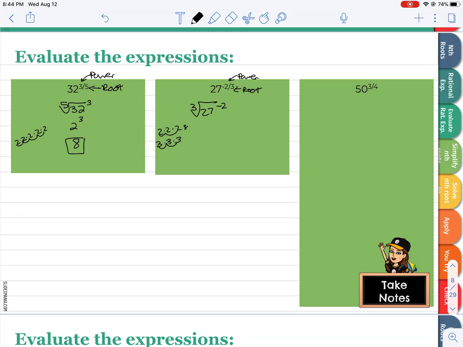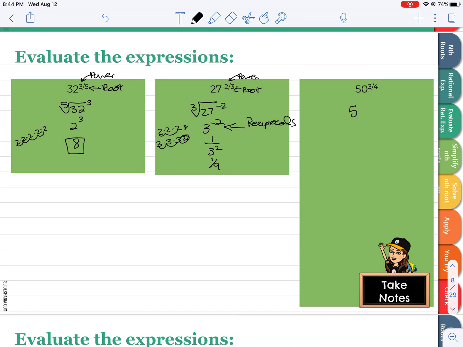What if you do 3 times 3 times 3? 9. 9 times 3 is 27. Ding, ding, ding. That's the one we wanted. So the cube root of 27 is 3, and if you take that to the negative 2 power, when you have a negative exponent, you've got to remember that those are reciprocals. So I can rewrite this as 1 over 3 squared. Well, 1 over 3 squared would be the same as 1/9.